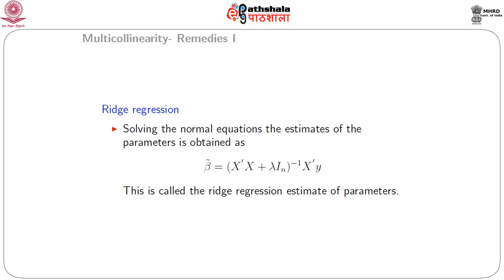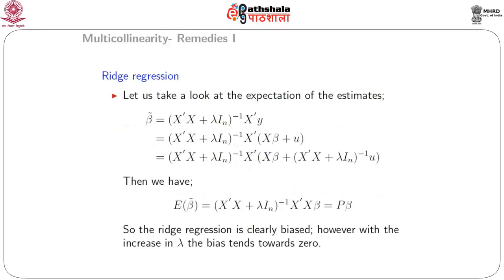Now let us take a look at the expectation of the estimate. In this case, beta tilde takes the form beta tilde equals (X prime X plus lambda I) whole inverse X prime Y, which can be written as (X prime X plus lambda I) whole inverse X prime times Y. Now replacing Y with X beta plus u, which was the original form of our regression model, beta tilde can be written as (X prime X plus lambda I) whole inverse X prime X beta plus (X prime X plus lambda I) whole inverse X prime u.